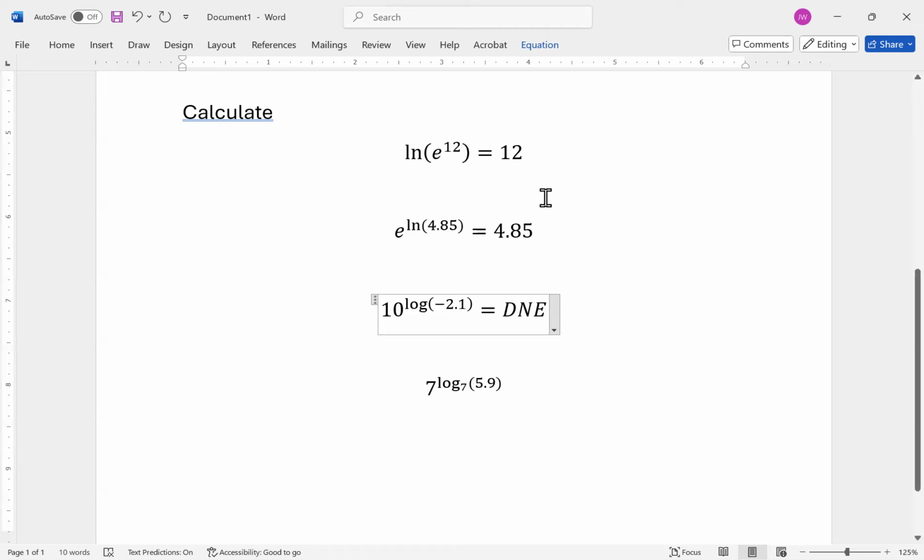Now, by the way, interestingly enough, if we had a negative 12 up here, it would have been all right to have a negative 12 because e to the negative 12th power is still a positive number. It's a very small positive number, but it's positive nonetheless. So you can test this one out if you'd like. It's okay to have a negative in the exponent, but it's not okay to have a negative in the argument.